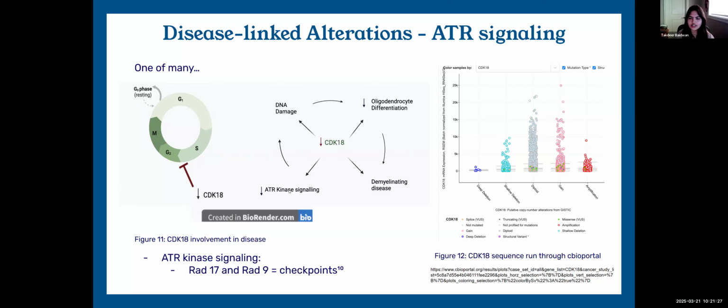In ATR kinase signaling, there are two main components that the CDK interacts with, which are RAD17 and 9, and these are checkpoints that help with DNA integrity. So when we don't have enough CDK18, this will not regulate the ATR kinase signaling, thus resulting in DNA damage as the cell cycle is stuck at the S phase. This will result in low differentiation of oligodendrocytes, which can result in demyelinating disease.